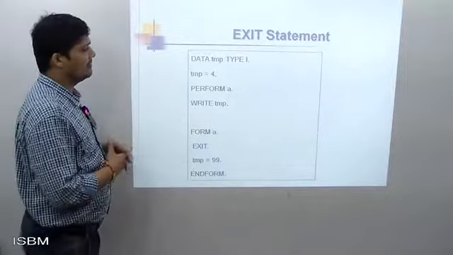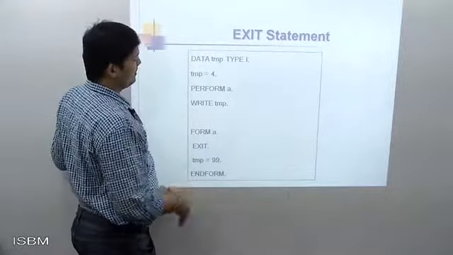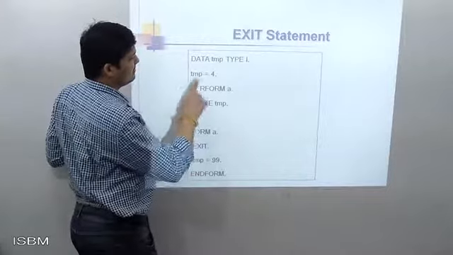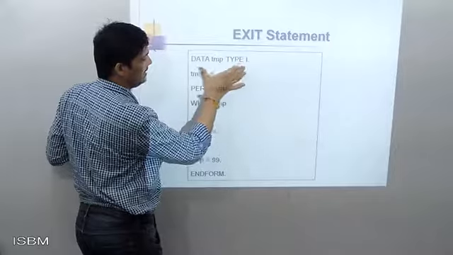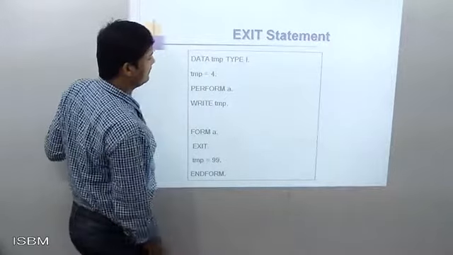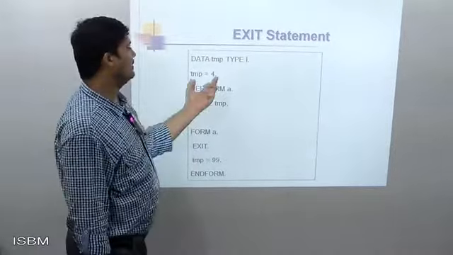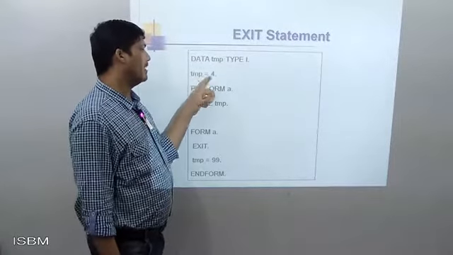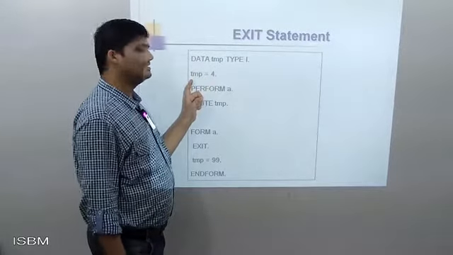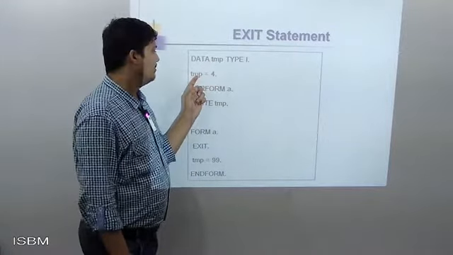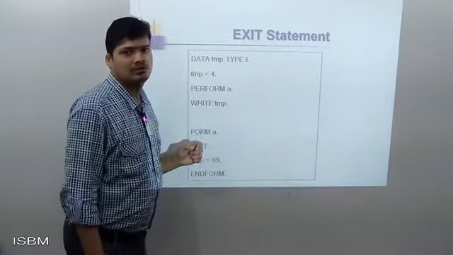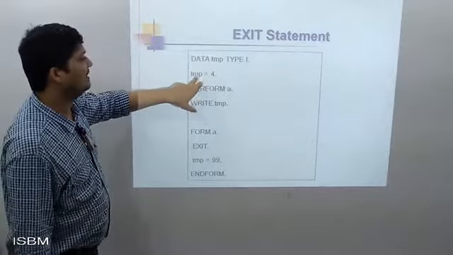You can see we have written exit here. How are we going to check this? Initially we have written DATA TMP TYPE I, which is a simple declaration of the data. I have taken a temp value of 4, so I am putting the value 4 inside the variable TMP, temp equal to 4.